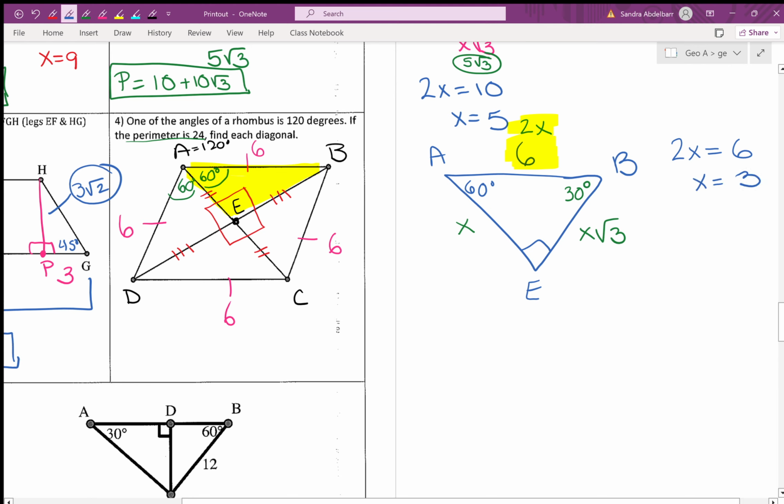This makes a difference. If AE is 3, which other segment has to be 3? If AE is 3, which other one has to be 3? EC. And then what is EB? If X is 3, what is EB?